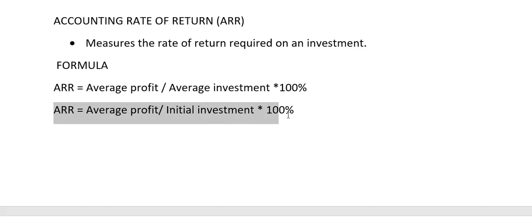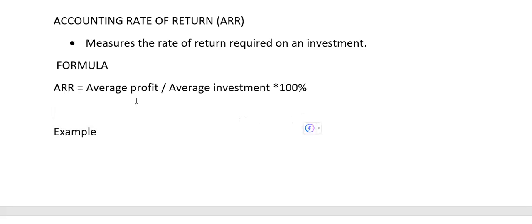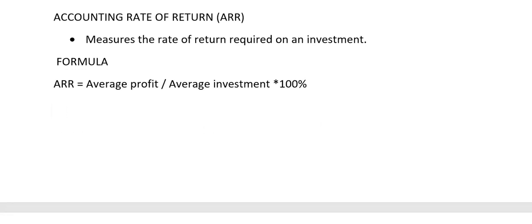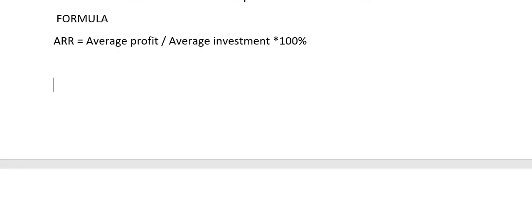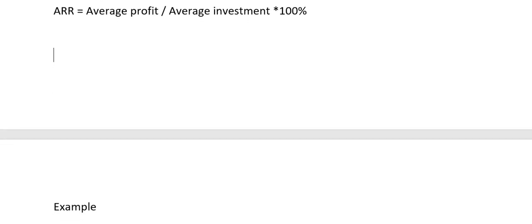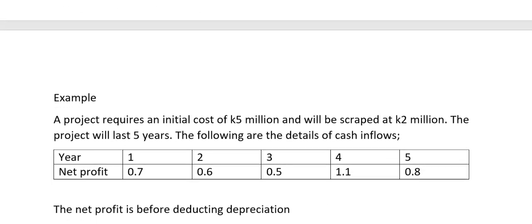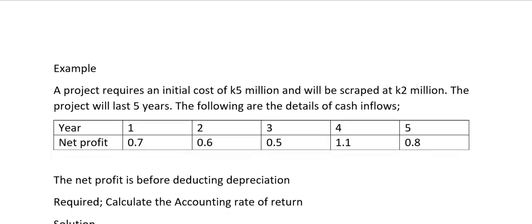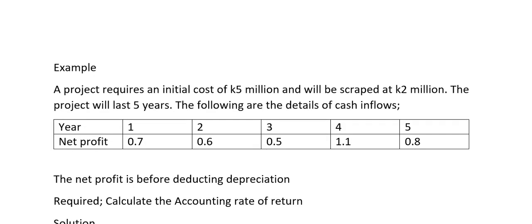These formulas are not provided in the exam. We have to memorize them. Average profit over average investment times 100. That's the formula that we'll be using. So let's look at this. Again, this will be multiple choice questions in the exam, not structured.